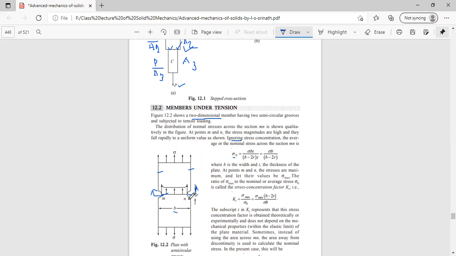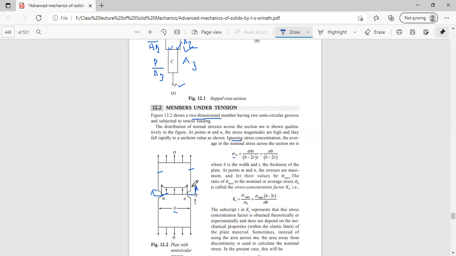So (b minus 2r) multiplied by t is the cross-section area here. And if we divide the original load by this cross-section, this will reduce to sigma b by (b minus 2r), which is the stress induced at this portion of the cross-section itself.